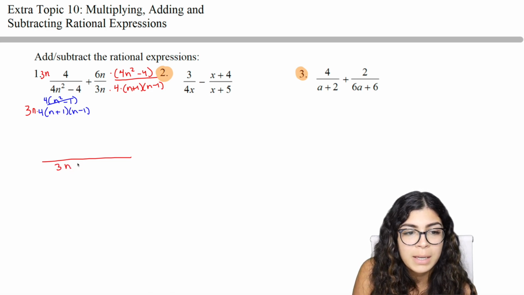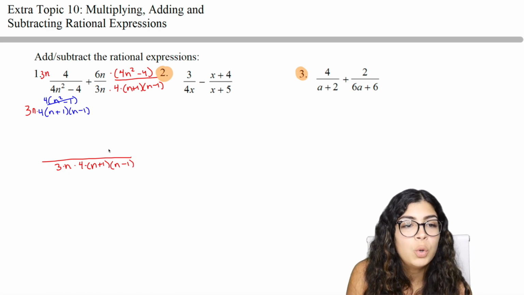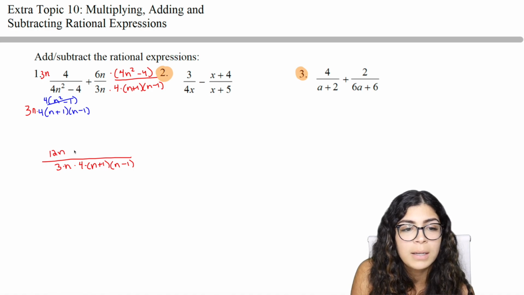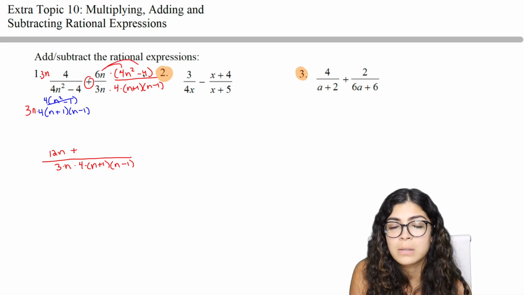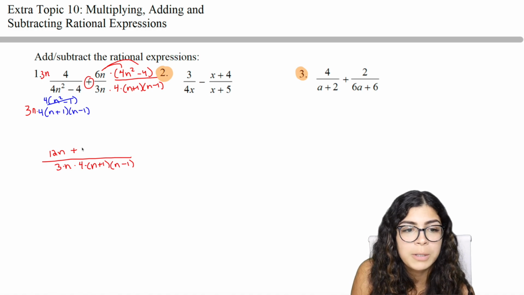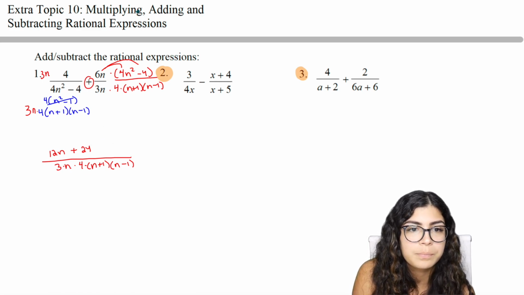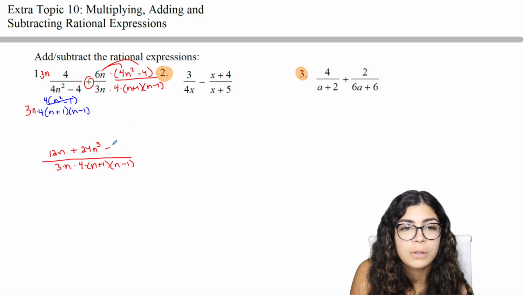So 3 times n times 4 times n plus 1 times n minus 1. In the numerator, this is where I'm going to simplify. 3n times 4 is 12n, and that will add with 6n times both of these terms. So 6n times 4n squared would be, no, I'm sorry, n times n squared would actually be n cubed. And then 6n times negative 4 would be negative 24n.